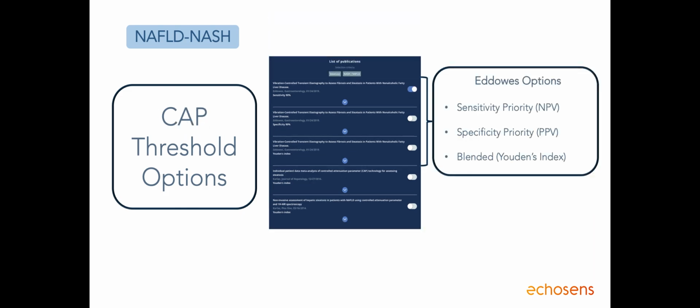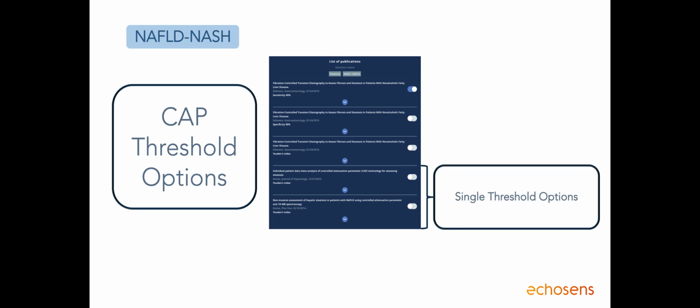VCTE thresholds. Now let's stay in fatty liver and let's talk about the available CAP thresholds. I want you to notice at the top, you again have the Eddowes et al. option, and again it has sensitivity, specificity, and blended priority options for the CAP score. If you prefer to use one of the older publications with a single threshold value for CAP, those two publications are listed at the bottom. And again, all you have to do is move the slider adjacent to the threshold publication that you prefer to use for CAP when you're doing fatty liver interpretation.